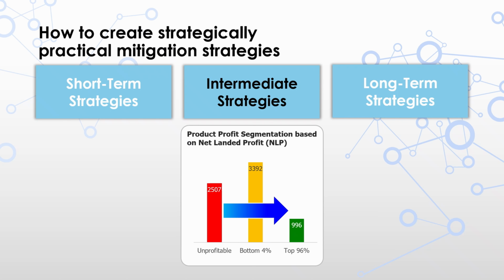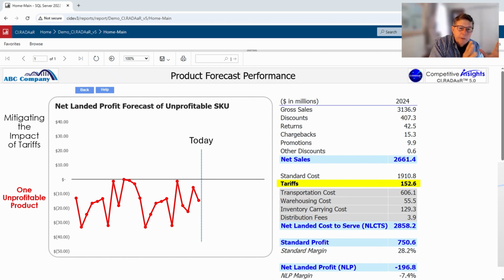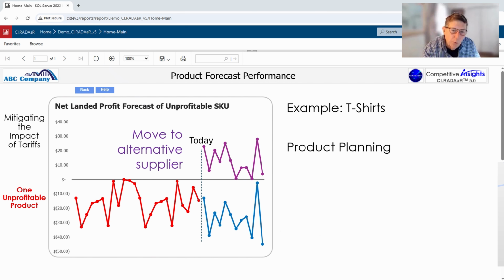So now intermediate strategies. This is like, what do we do in 6 months? The other one was, what do we do in 6 weeks? You've got this one product, it's unprofitable, it's been unprofitable, having accurate information historically, and now the tariffs are going to increase. And so what are we going to do about that? I can look at 2 sources of the similar T-shirts, move to an alternative supplier. What choices do I have that I can actually perform within 6 months, and then measure the impact on a monthly basis? And so that's what we're showing here.